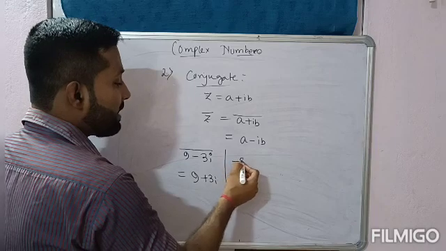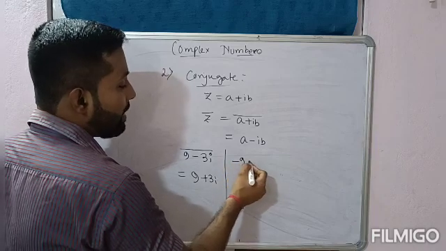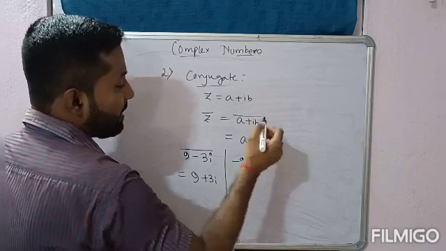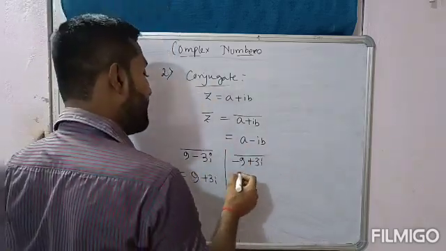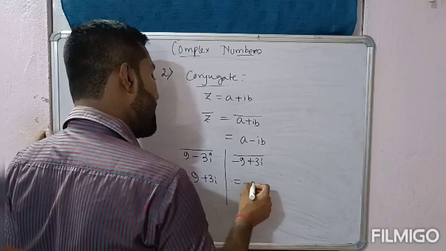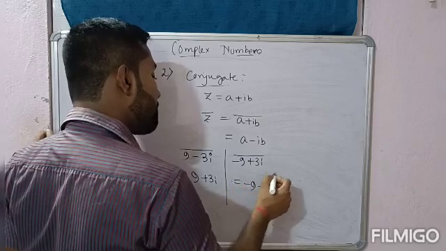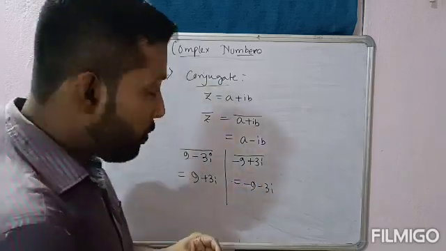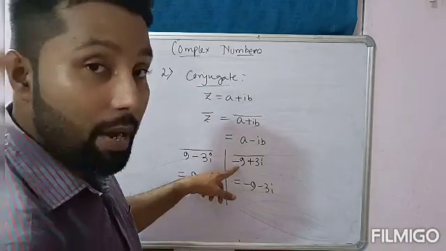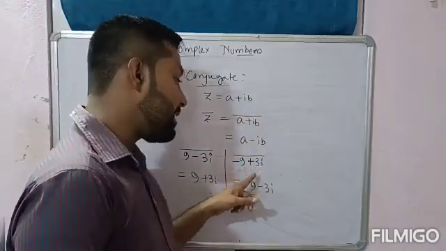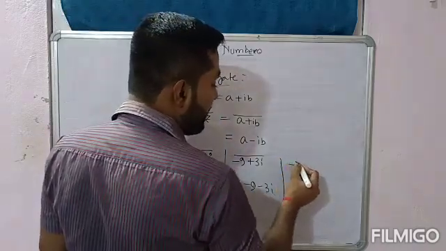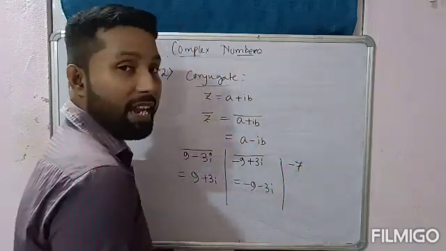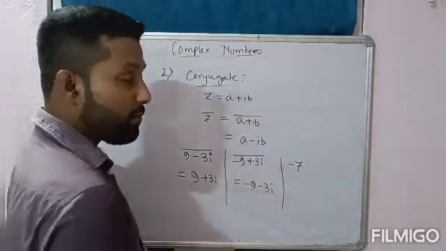So if I write down the conjugate of -9 plus 3i, what will we have to write? The conjugate of -9 plus 3i will be -9 minus 3i. Okay, no need to change the sign of the real part. Only you have to change the sign of the imaginary part. Let me take one more example. Write down the conjugate of -7.